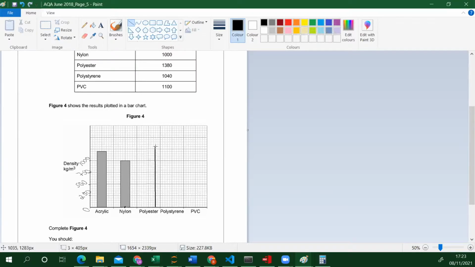Let's see, that's 1250, 1300, 1350. So it's going to be just under 1400. Fill the other one in, same height.